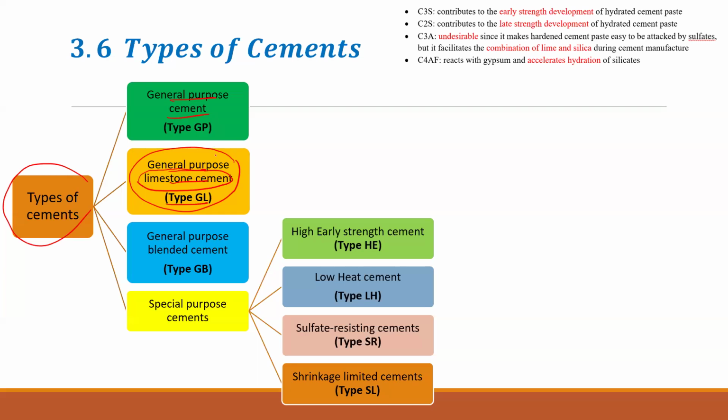General purpose blended cement is blending different cements together to improve the properties. Depending on our need, we blend the cements together. Special purpose cements are for different purposes. For example, we can have high early strength cement, type HE. You can see these ones have different abbreviations.